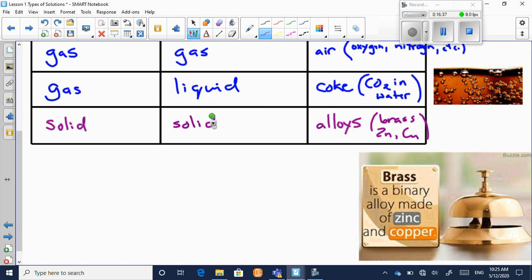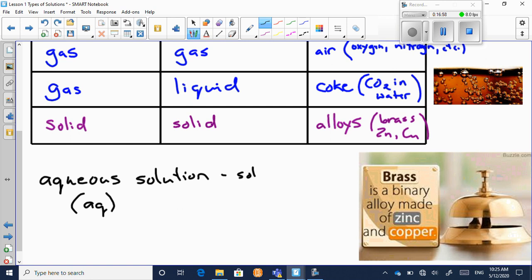The other term I want to put on this page, and we've seen this before, is if you ever see the term aqueous solution, and we use the letters AQ to represent it, that's a solution where water is the solvent. So if you ever hear that something is an aqueous solution, you know that it's been dissolved in water.